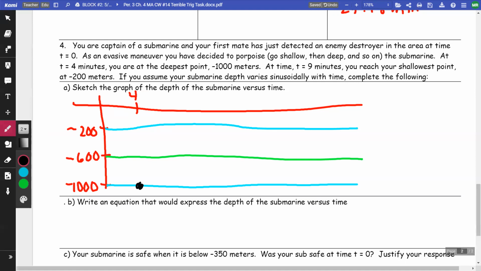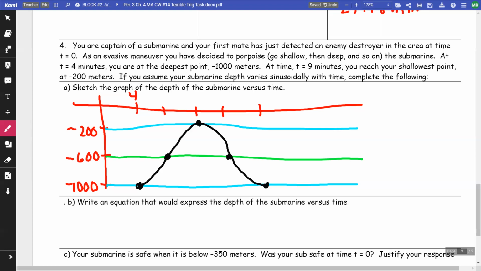At 9 minutes, you reach the shallowest. So 1, 2, 3, 4, 5. So let me just graph this real quick. So I'm going to go low to low or deep to deep, shallow in the middle, and then in between will be our negative 600 and our negative 600. And that's our graph.